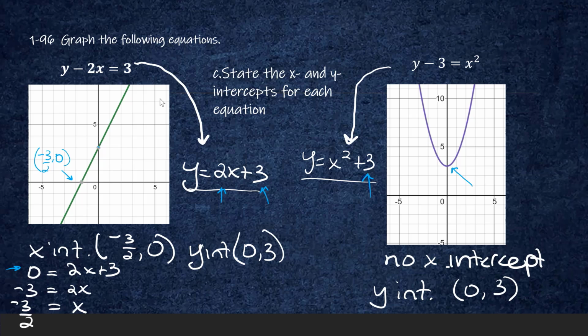There is no x-intercept on y equals x squared plus 3 because the minimum point we've already talked about is at 0, 3. And that is the y-intercept. So that's pretty simple when it comes down to those. And let's move on.